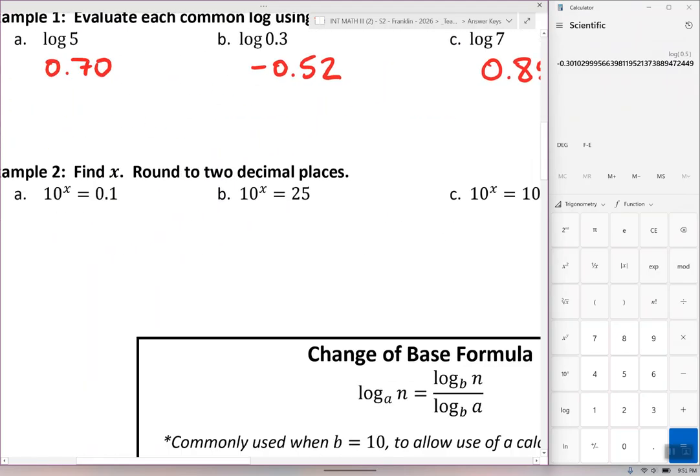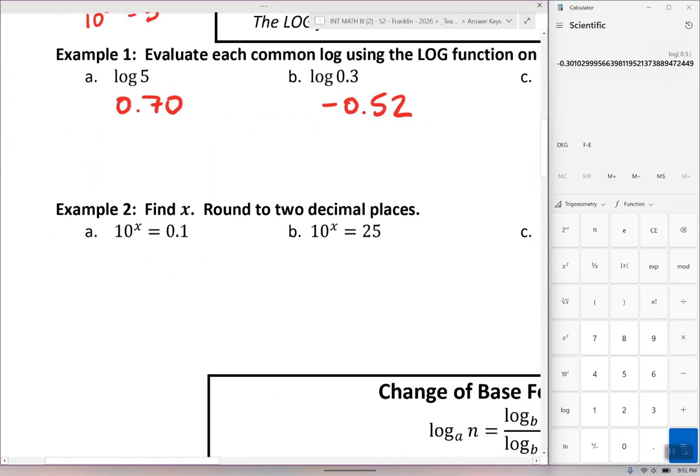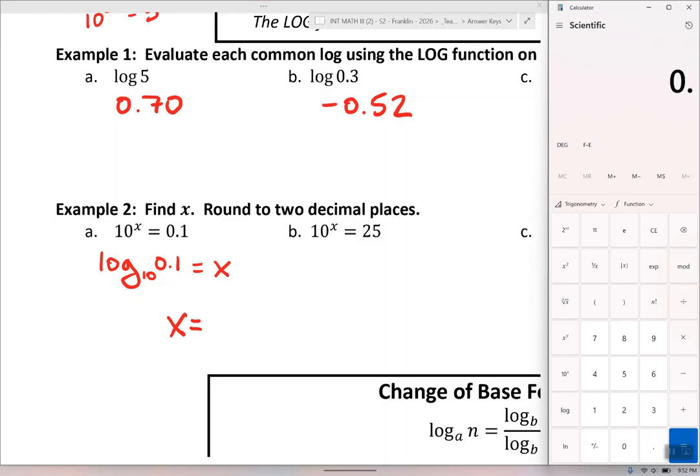All right, now for our next example, we're finding x, and here they're written as exponentials. We have 10 to the x power equals 0.1. Well, remember, we can rewrite this as a log. So log, base 10 of 0.1 equals x. What we're doing is just finding the log of this number. So x here would equal, if I put 0.1 and hit the log button, negative 1. Because 10 to the negative 1 power is 1/10, which is 0.1.